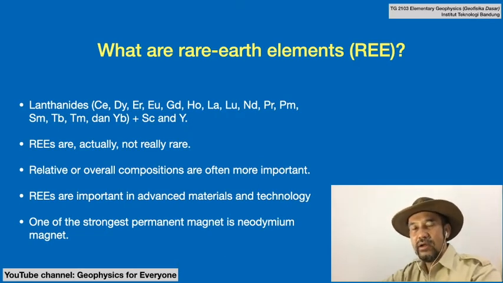This pattern or overall composition of the 17 elements is often used to determine the provenance of sediments or the petrological mechanism of a rock. The rare earth elements are much sought after because of their roles in advanced material and technology. For instance, one of the strongest permanent magnets is the neodymium magnet.